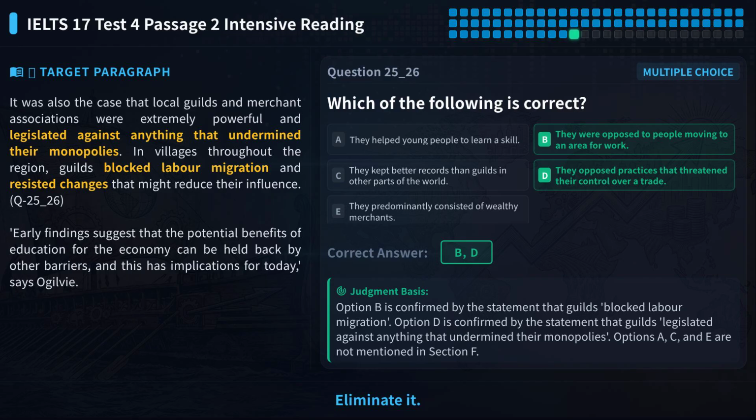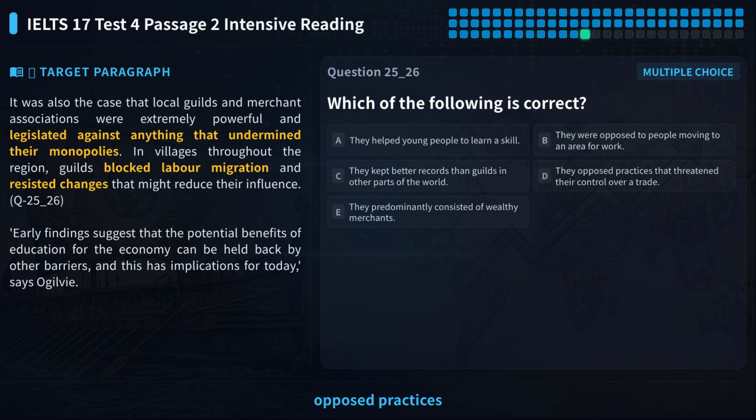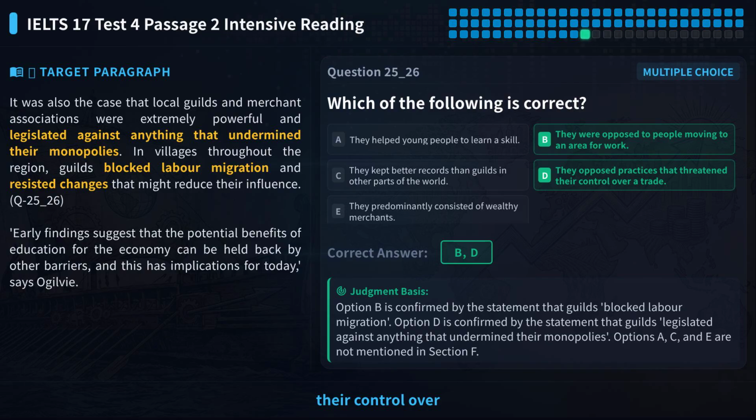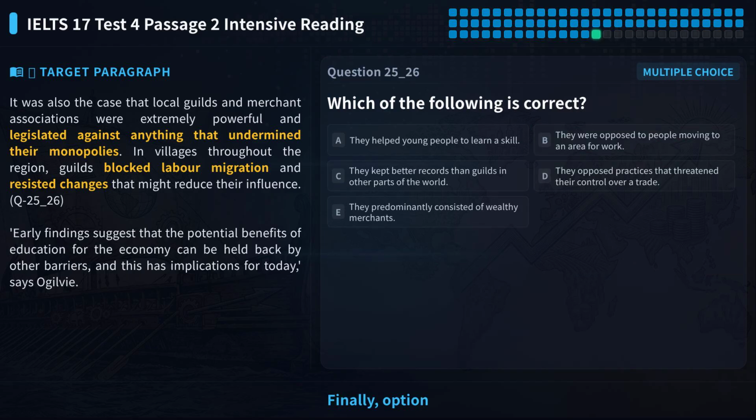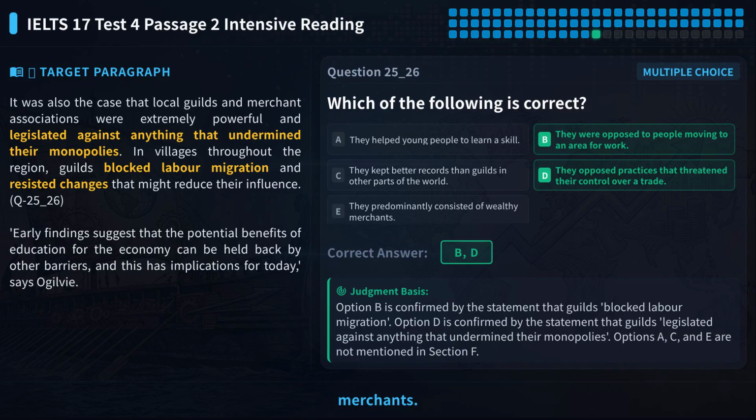Eliminate it. Now option D, they opposed practices that threatened their control over a trade. Paragraph F says guilds legislated against anything that undermined their monopolies. This matches option D. So option D is also correct. Finally, option E, they predominantly consisted of wealthy merchants. Does paragraph F mention the composition of guild members? No. It doesn't say guilds were mostly wealthy merchants. So option E is not mentioned.